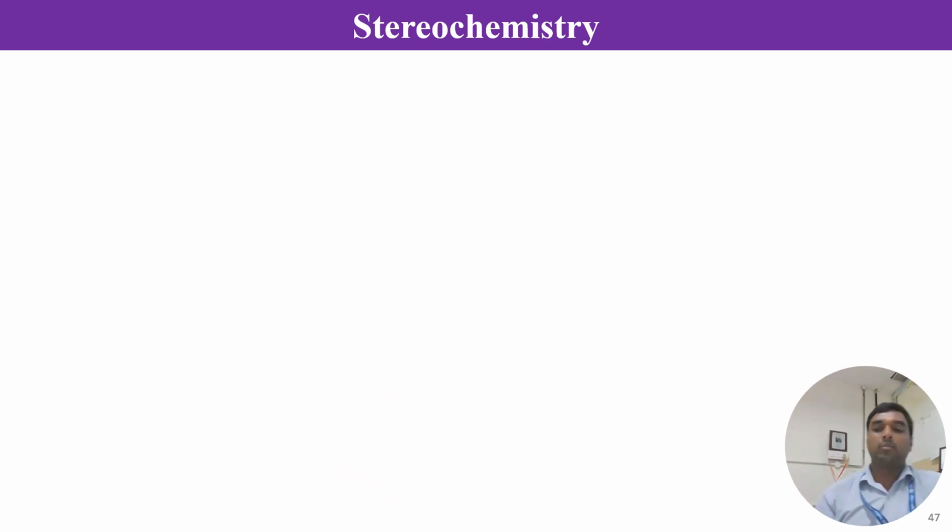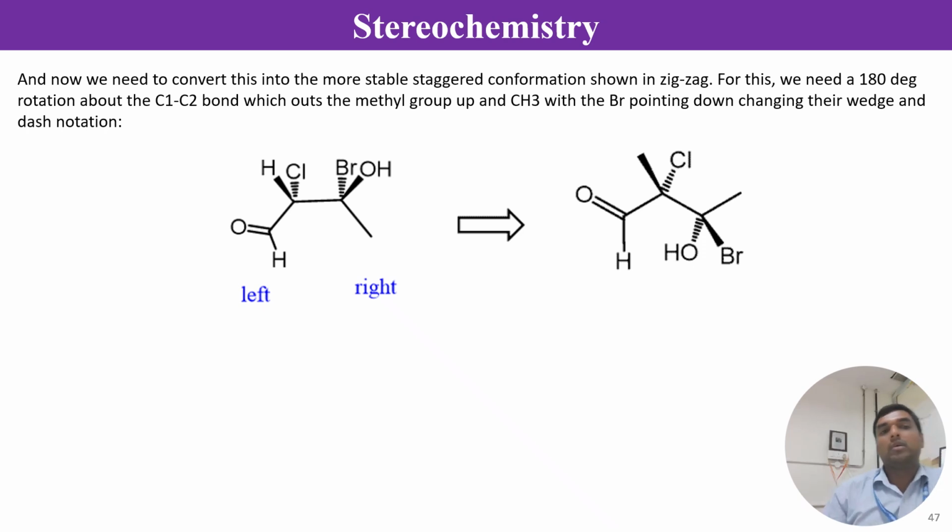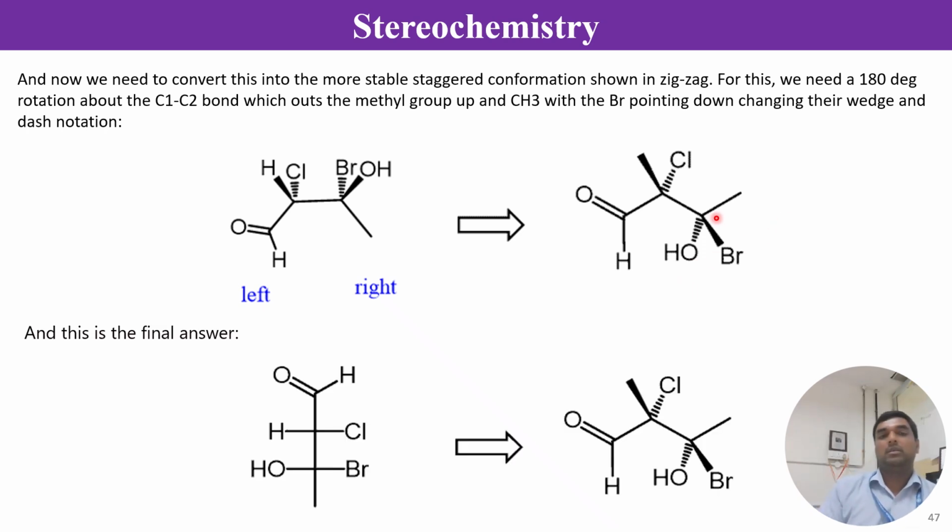Now if you see the molecule, suppose this is the molecule. This is the left side, this is the right side. So we can have the aldehyde up, CHCl, bromine down, and methyl. Now we can show CHO, HCl, then the OH pair, and methyl, and that's the final answer.